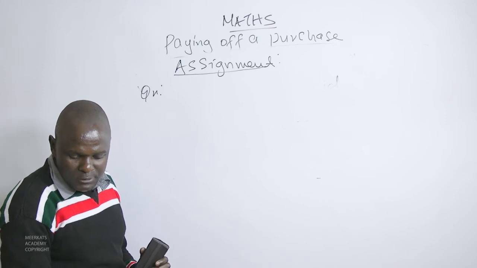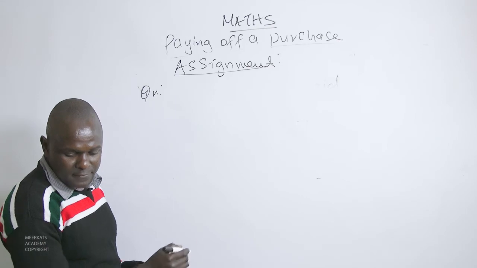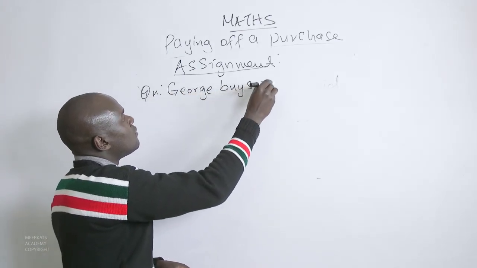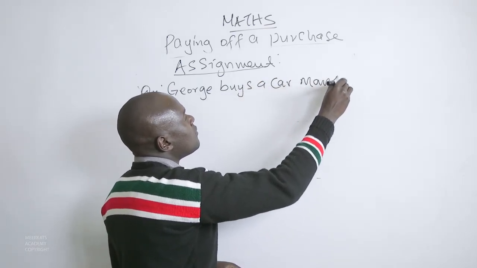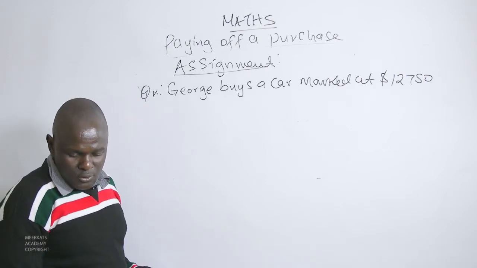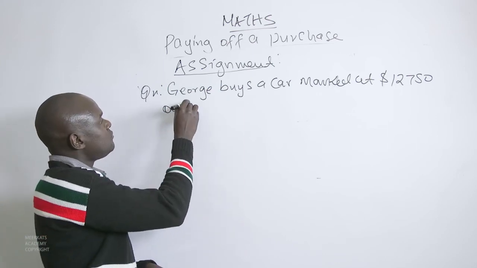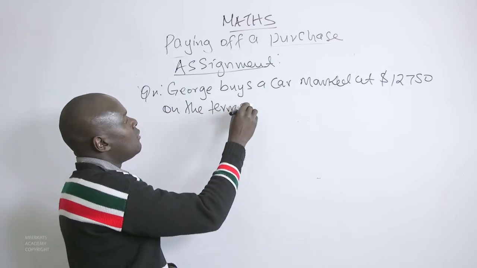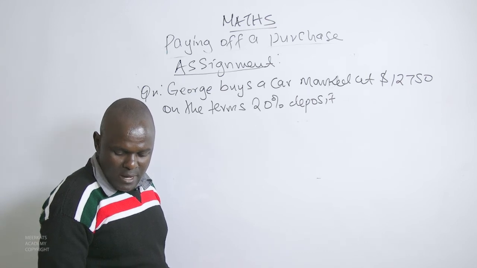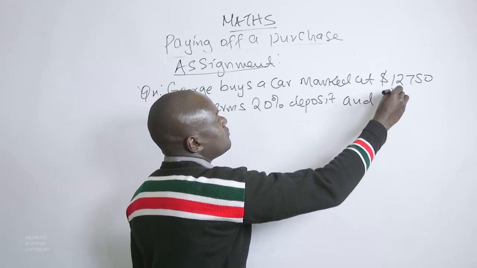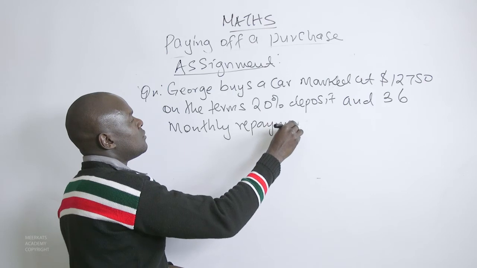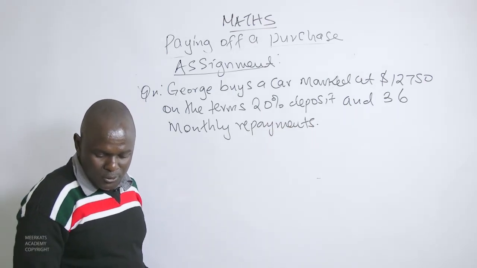the question is, George buys a car marked at $12,750, on the terms 20% deposit and 36 monthly repayments of $295.